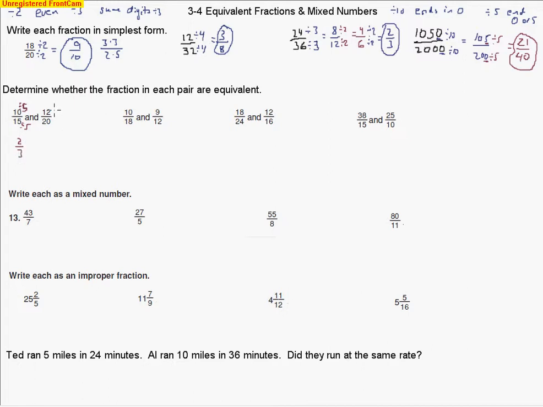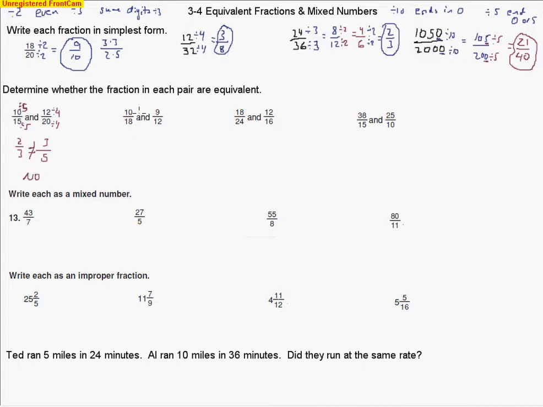I end up with 2 over 3. Over here, I could take out a common factor of 4. I see 4 goes into those two numbers. And I would have a 3 over 5. See, 12 divided by 4 makes 3. 20 divided by 4 makes 5. You see how these numbers do not equal? Well, they're already reduced as far as I could go. They're not the same, so they're not equivalent. So we would say no in this case.